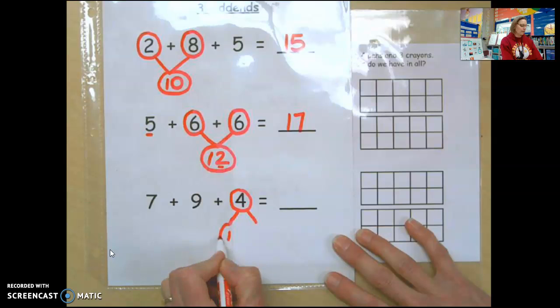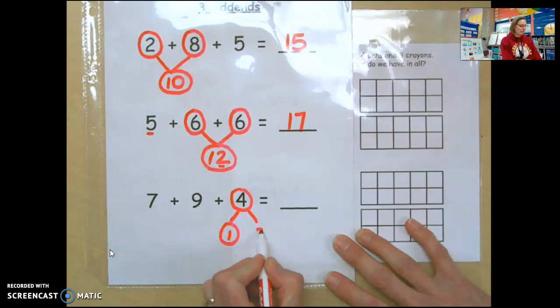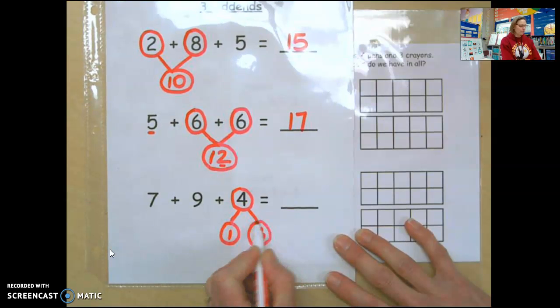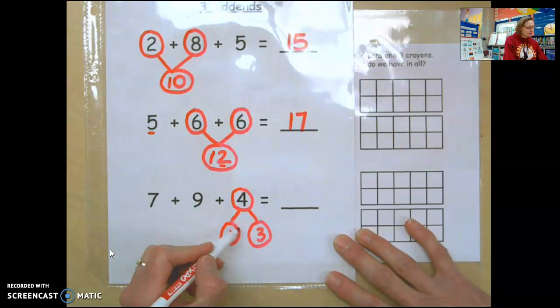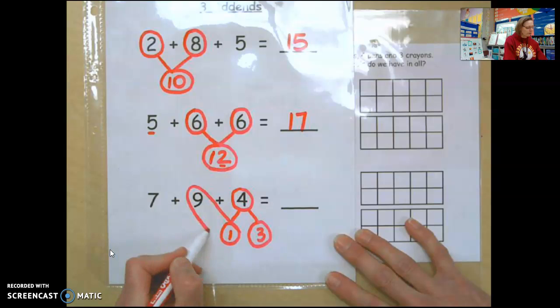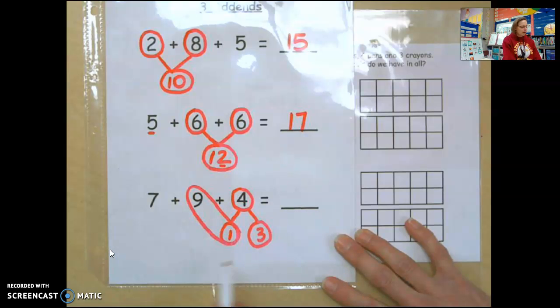I need this 1 right there. And then that would leave 3 more, right? 3 plus 1 is 4. So what if I do these together? Do you guys see this and 7?